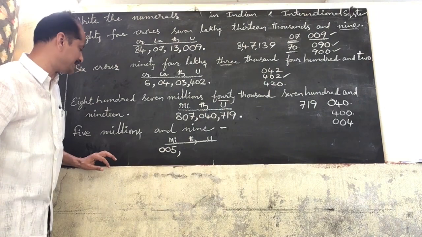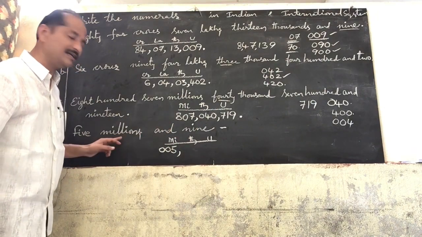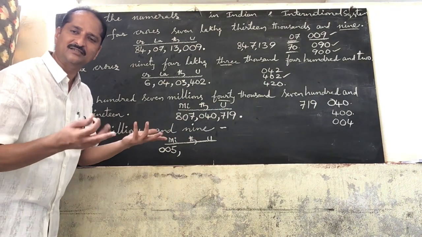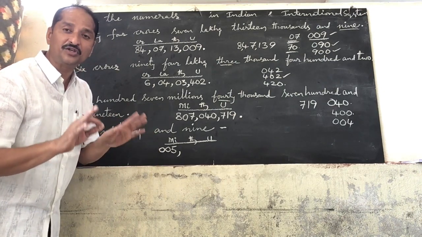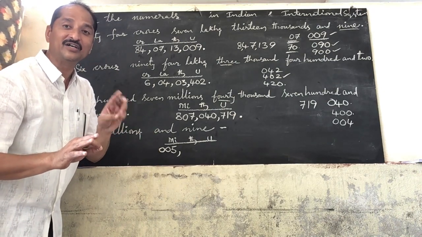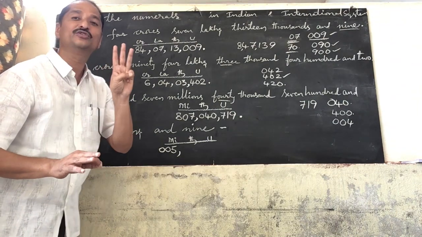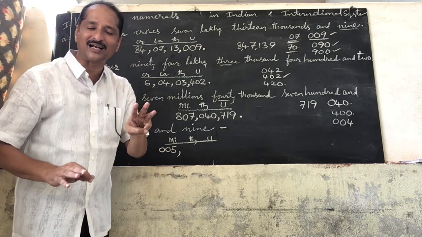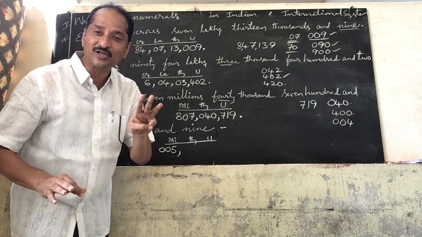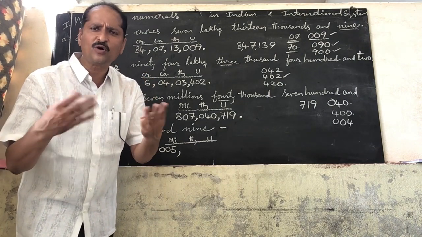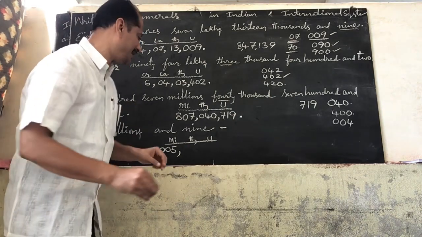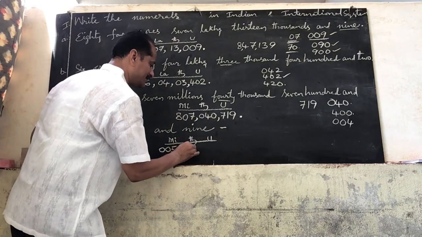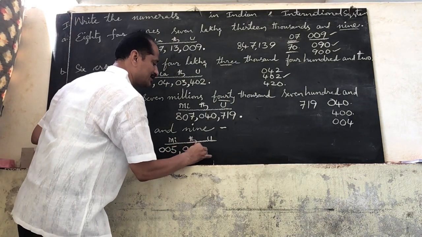Thousands period has how many places? Are any thousands here? No thousands. So what to do? Do you have to leave it? No. What should we do? Very good. We should write 3 places in thousands period also. There are no digits in the thousands period in the question, so you place 3 zeros. Don't forget to write down 3 digits in thousands period. So thousands period also completed.